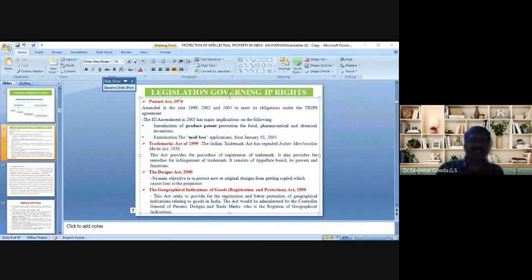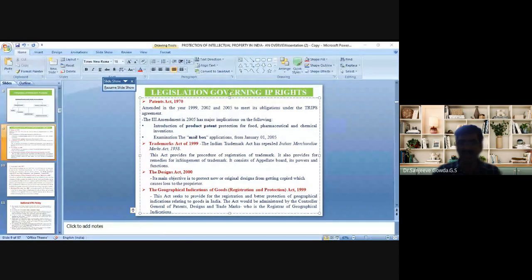Friends, there is one more legislation called the Trademarks Act 1999. The Indian Trademarks Act has repealed the Trade and Merchandise Marks Act 1958. This Act provides for the procedure of registration of trademarks. It also provides for remedies for infringement of trademarks. It also consists of an appellate board, its powers and functions. How to protect a trademark, how to register it, and what remedies are available in the legal system if any person interferes with the enjoyment of the exclusive right of a trademark is provided by the Act of 1999, that is the Trademarks Act.